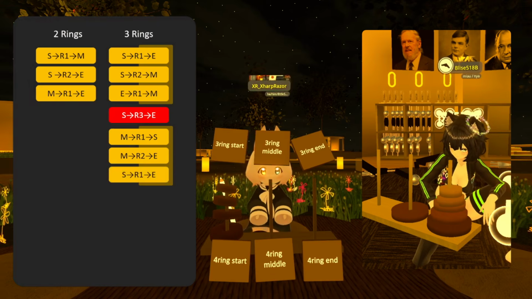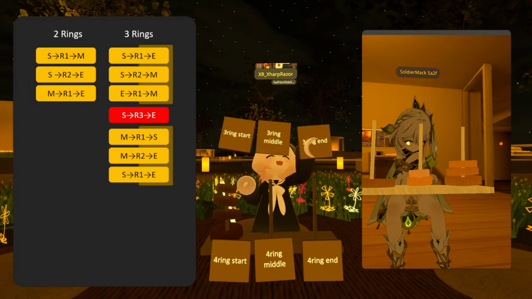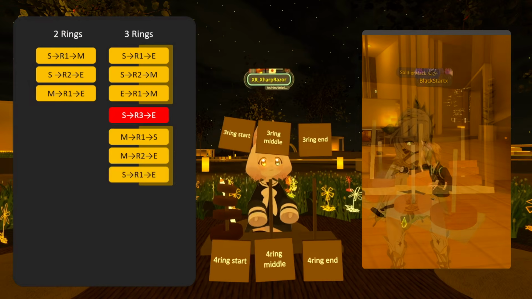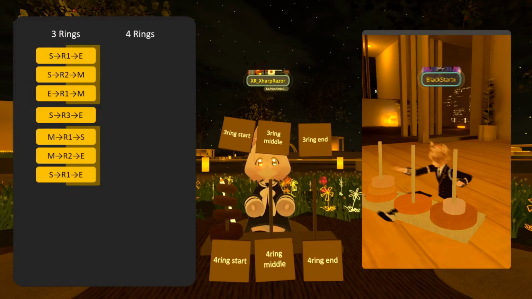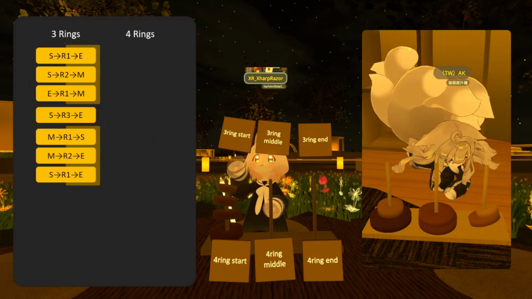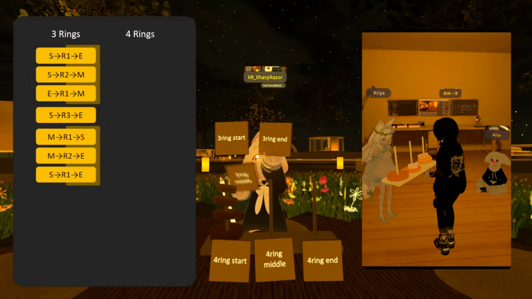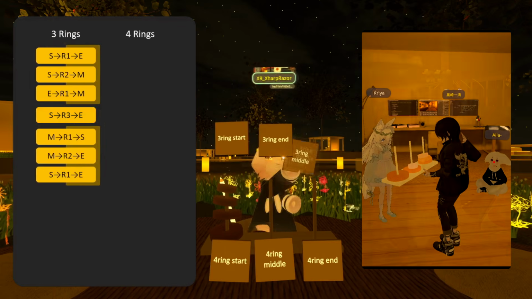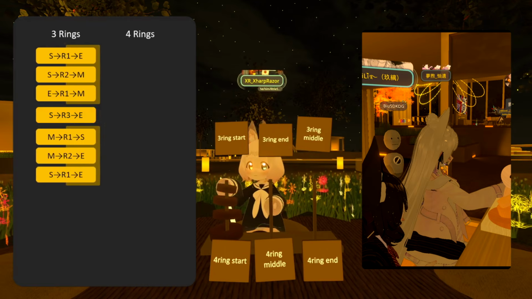So, alright, I have set things up a little bit. So right now we're solving a 4-ring puzzle, but we have the 3 rings puzzles recorded. So right now we can solve this 3-ring puzzle first. We're gonna move it from here to here. So this one needs to be the middle. So let's go.